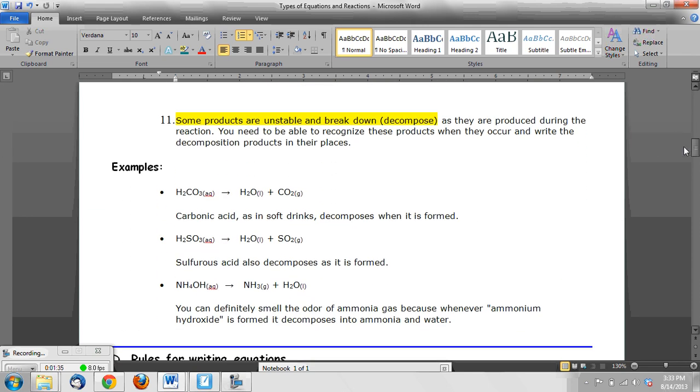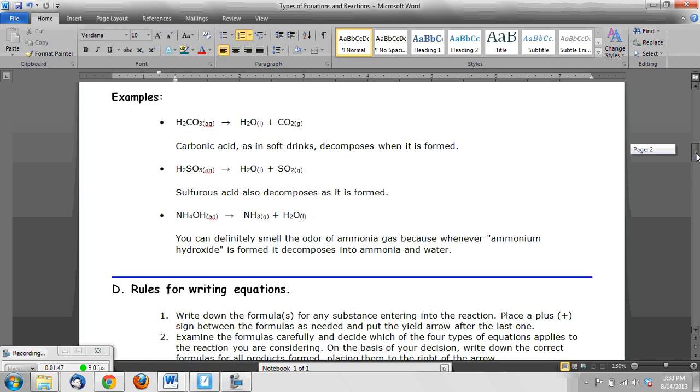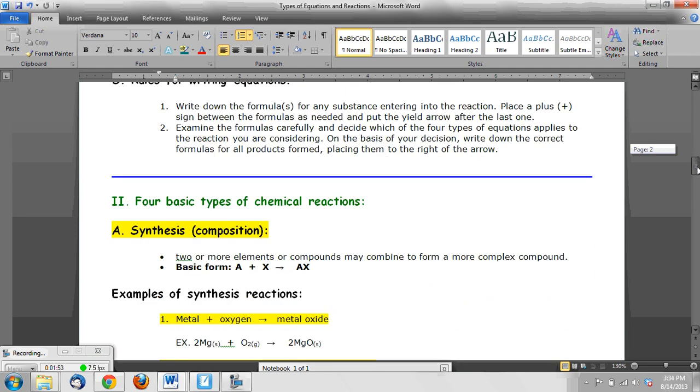One more thing is that we will start to learn how things break down, how things will decompose because of their instability, and I'll show you some examples below of that as well. If you'd like to start memorizing some of these examples, you don't have to until Unit 2, but this is a good document that you might want to save.